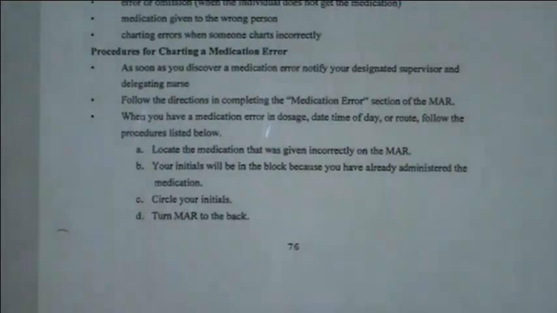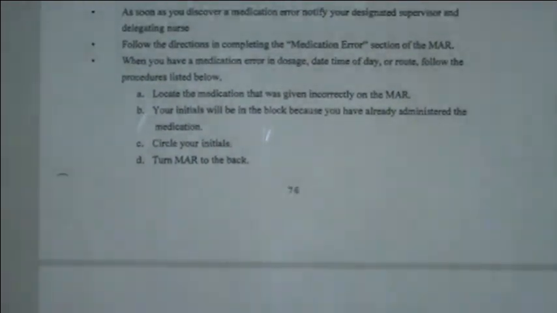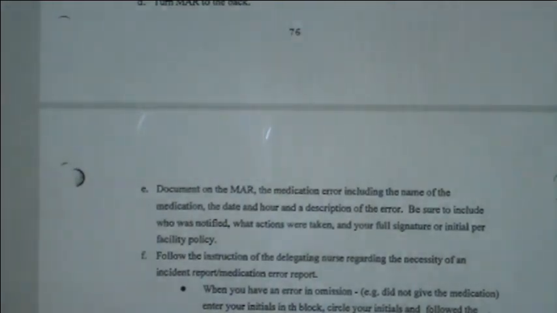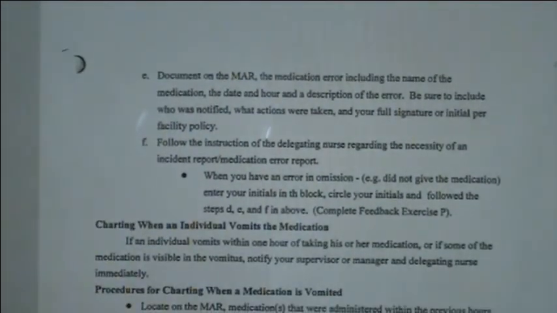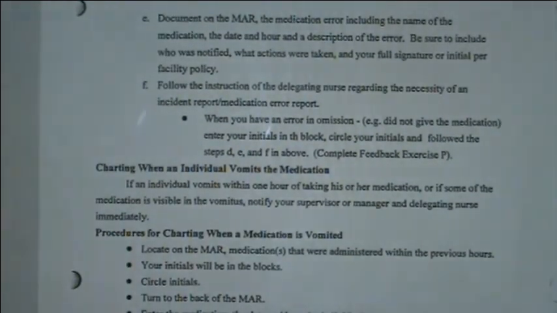Again, when an error occurs, you're going to call the charge nurse immediately and just follow the instructions that she gives. The most important thing about a medication error is whether the resident is having any reaction to the overdose. Let's say you were supposed to give 200 milligrams of Tegretol, you mistakenly give 400 milligrams, then you're going to be observing the resident to see if there's any toxicity because of the overdose, and you have to report it immediately. In some cases, the charge nurse might ask you to send the resident to the hospital if she thinks it's a serious case, but you have to be very careful. Check, double check before you give the medication.